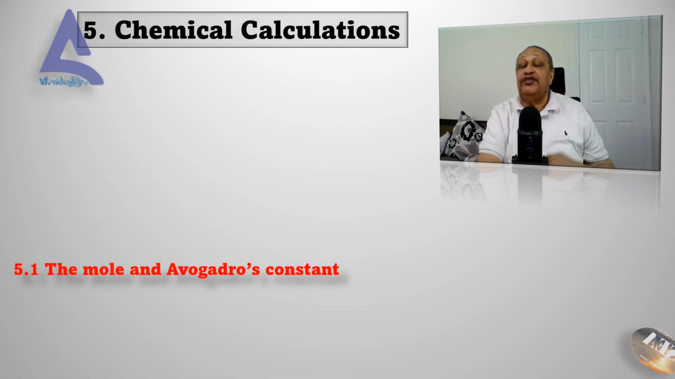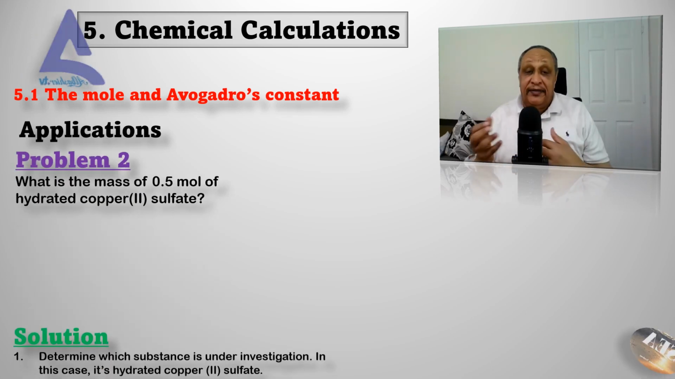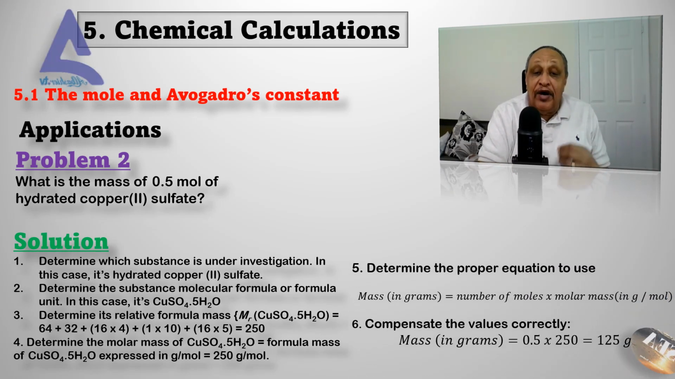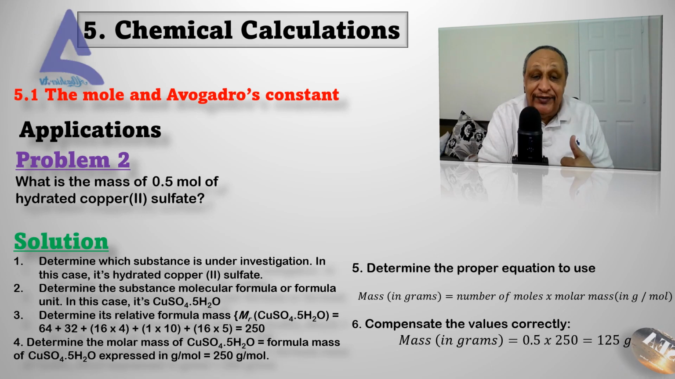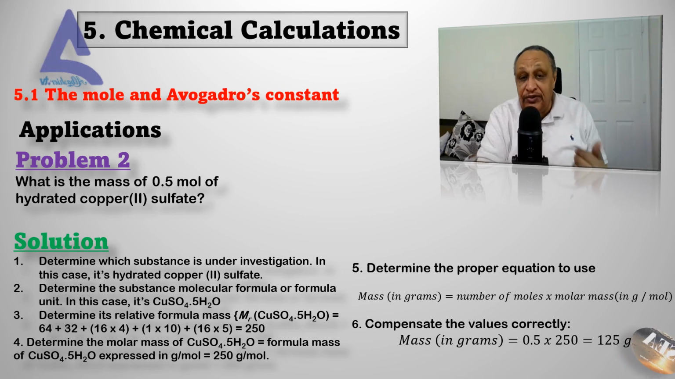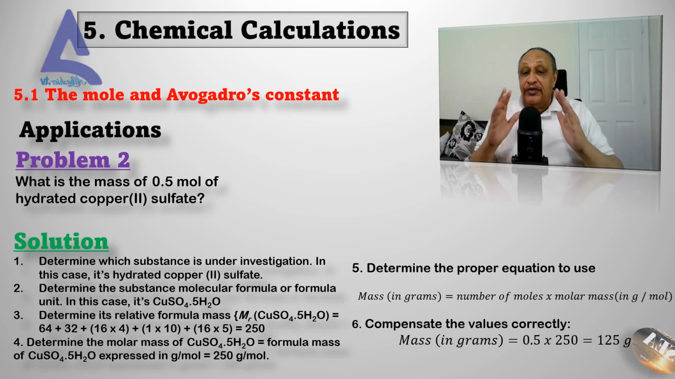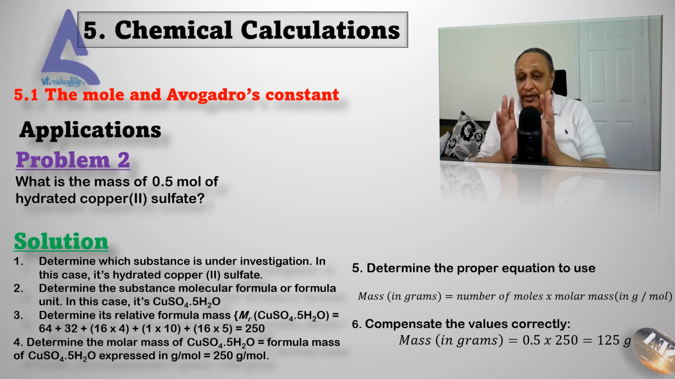We will see something a little bit different. So be careful about this problem. It is not difficult, but what they are asking about is different. So problem 2 says, what is the mass of 0.5 mole of hydrated copper(II) sulfate? Regardless, we just go step by step, the 5-step protocol. And as I told you, number 5 and 6 you can put in one step.